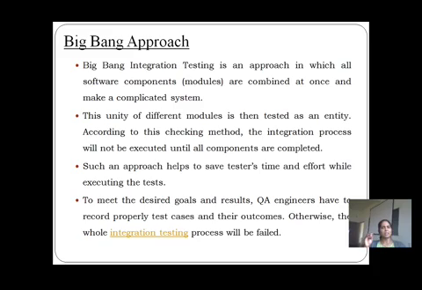So the tester saves time and effort while executing that test, because the errors are fewer, the time required to recover from those errors is less, the resources required are also less, so the effort required is also considered less. So in all aspects we can say that it saves the testers' time, effort, and all those things. So this is the big bang approach.